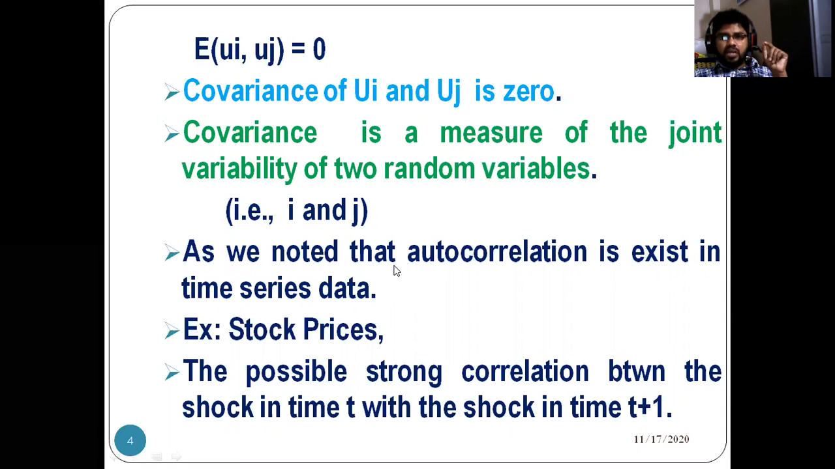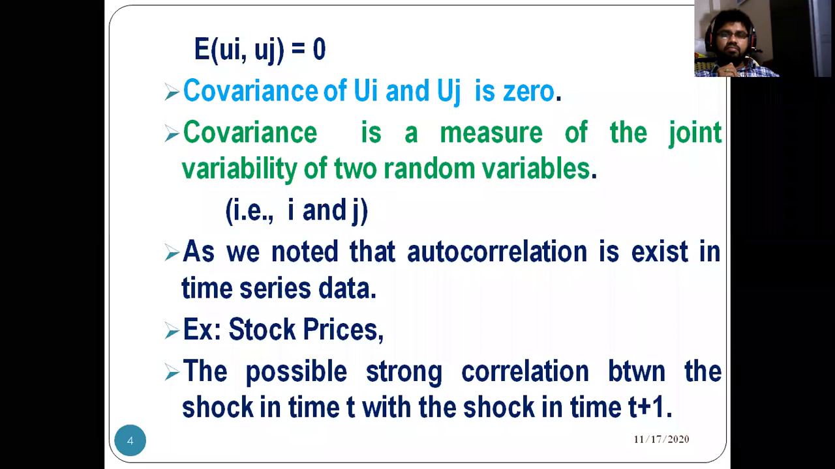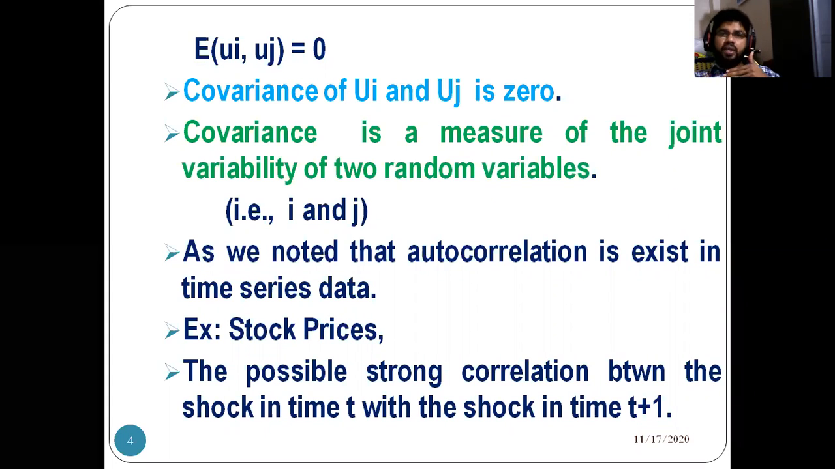As we noted, autocorrelation exists in time series data. As I told you, you can find the autocorrelation problem more in time series data. I can give you an example: stock prices. Today's stock price depends on the previous day's stock price. For example, today's 3 o'clock stock price depends on today's 2 p.m. stock price. The 2 p.m. stock price depends on the 1 o'clock stock price.